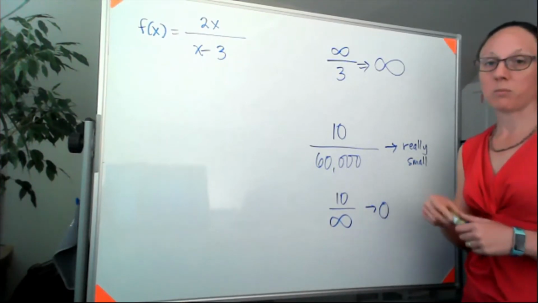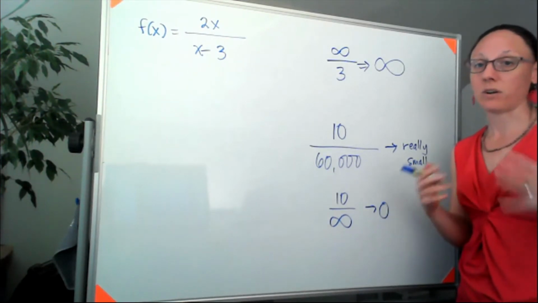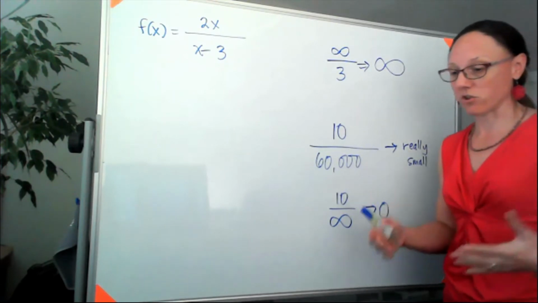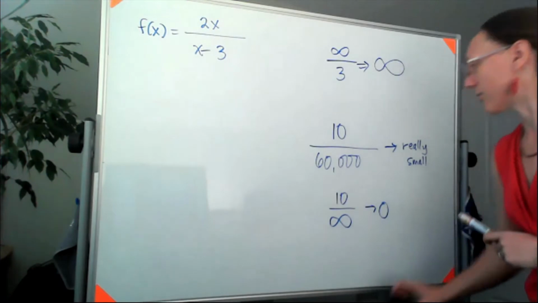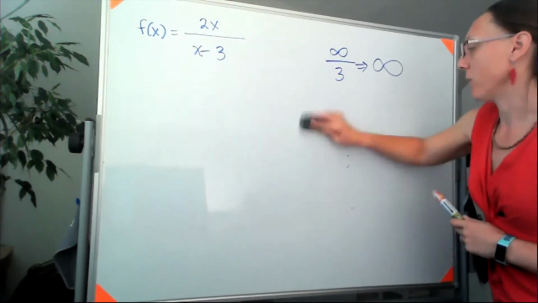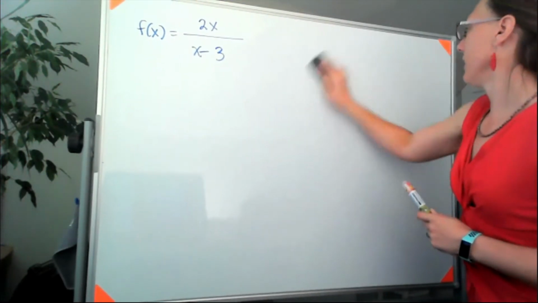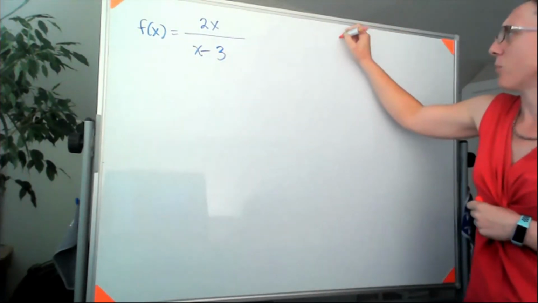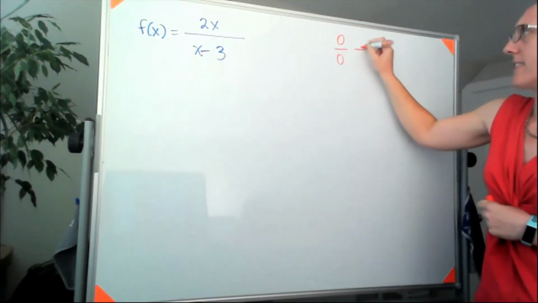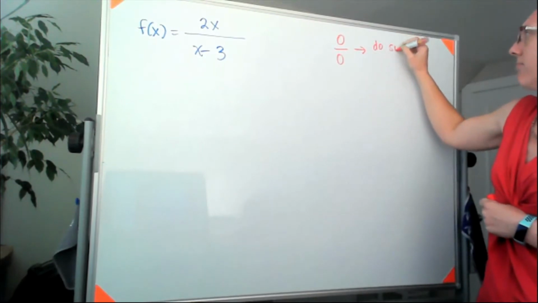So two of the most important limits that we're going to encounter, and if I generalize this in terms of what can happen with a limit, we already know that if I end up with 0 over 0, this is do some algebra.